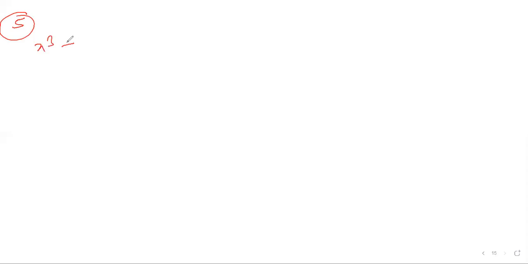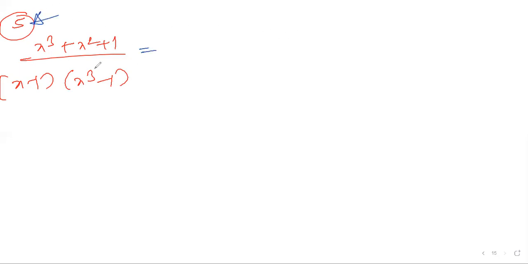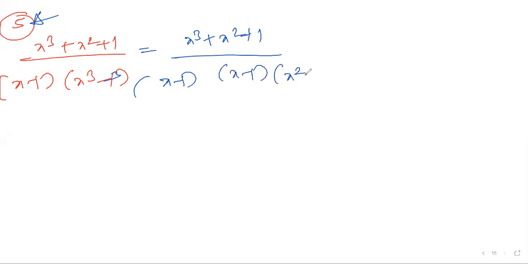The fifth question is (x³ + x² + 1)/((x - 1)(x³ - 1)), which is a little important. This question previously came in examinations. Here x power 3 is there, so I can write a cube minus b cube. What is the formula? a cube minus b cube means (a - b)(a² + ab + b²). x minus 1 is already there. This is the question now.